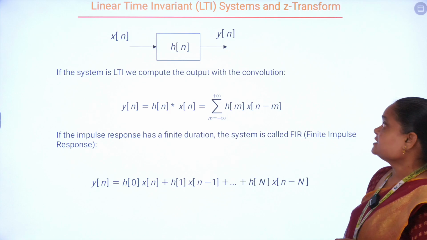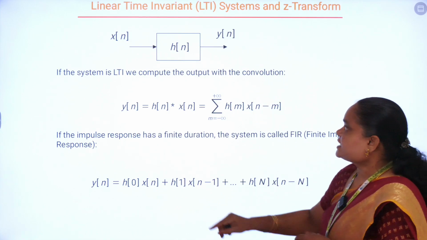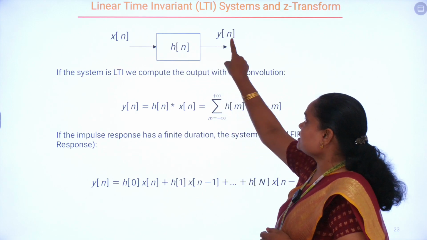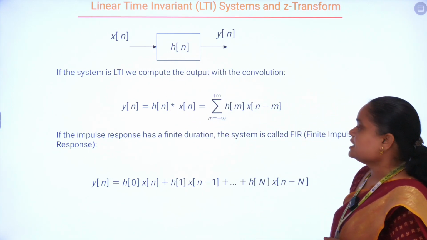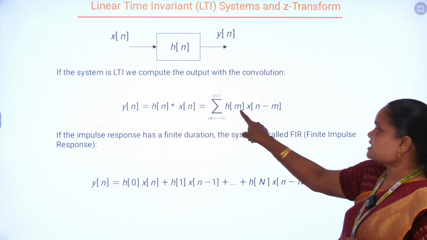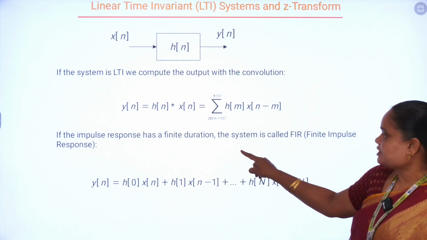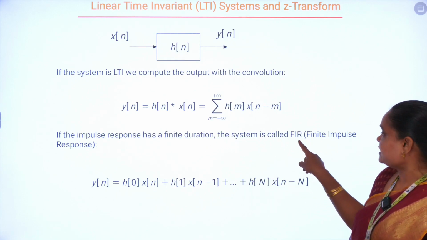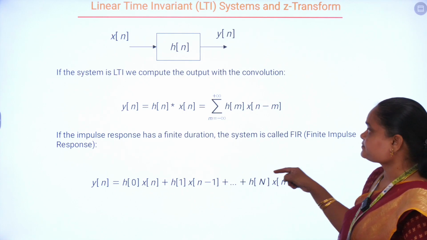And then the linear time invariant system and the Z transform. So x of n, h of n, y of n. y of n is equal to x of n convolved with h of n. So we write it as the summation over m from minus infinity to infinity of h of m x of n minus m. If the impulse response has a finite duration, the system is called a finite impulse response, FIR, system. So this is a finite value.